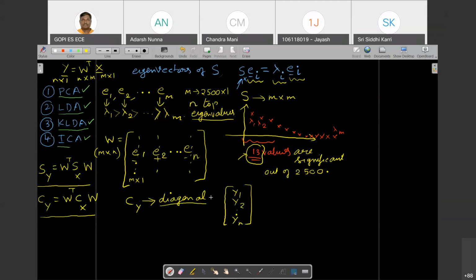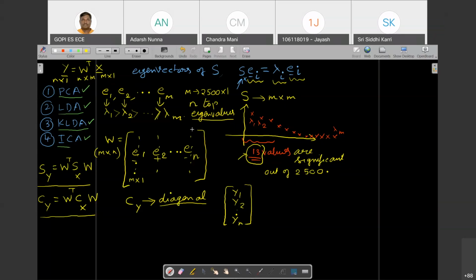Is that clear? There are m eigenvectors, that's fine, but we take the log to map to reduction. Yes, you are right. Shankaran.